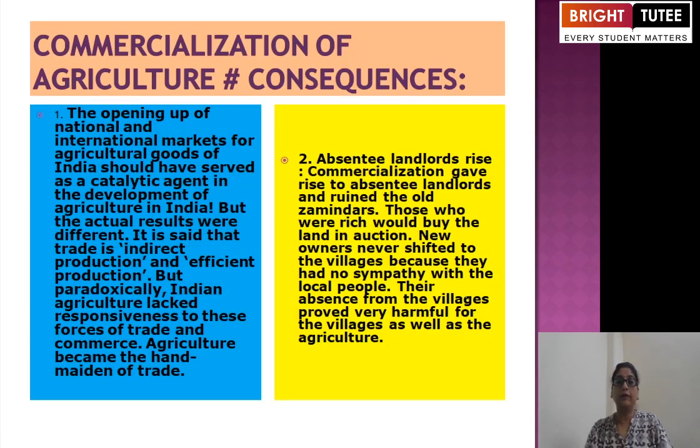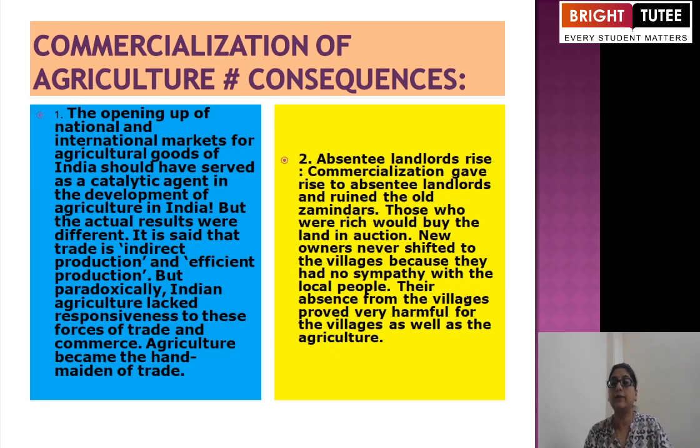Now, the opening of national and international markets for agricultural goods of India should have served as a catalytic agent in the development of agriculture in India. But the actual results were different. It is said that trade is indirect production, but paradoxically, Indian agriculture lacked responsiveness to these forces of trade and commerce, and agriculture became the handmaiden of trade. Now, these were the consequences.